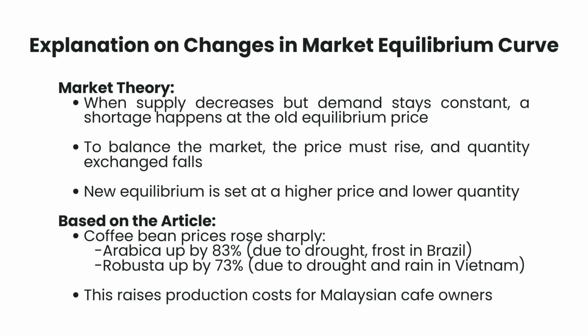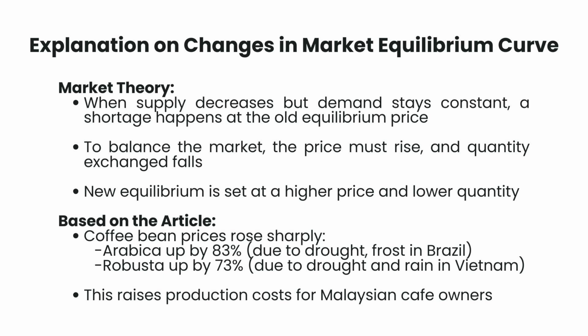Good morning everyone. Today I will explain about changes in the market equilibrium curve. Firstly, based on market theory, when supply decreases but demand remains constant, a shortage occurs at the old equilibrium price. To balance the market, price must rise and the quantity exchanged will fall. Number 3, as a result, a new equilibrium is created at a higher price and a lower quantity.